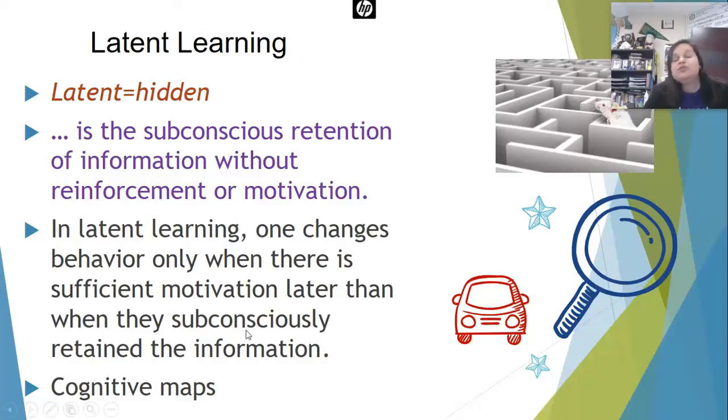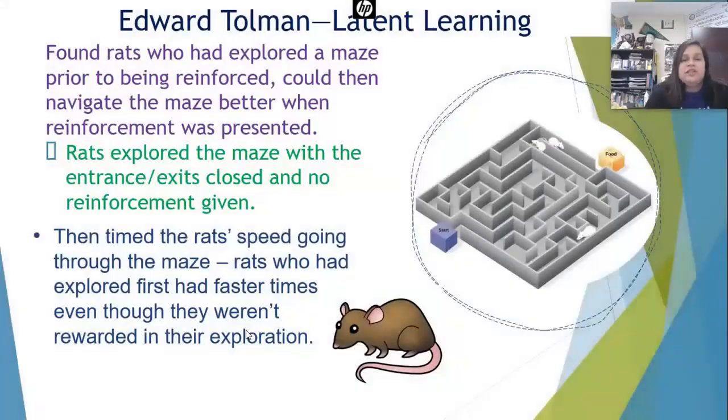So, for example, knowing how to drive a little bit before you actually get behind the wheel, or knowing how to do CPR just because you've seen it on so many TV shows, those would be some examples of latent learning. Edward Tolman is the person we associate with latent learning. He studied it with rats in a maze. So what he did was he had some rats in the maze just exploring it.